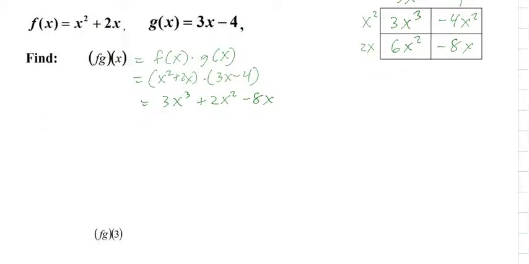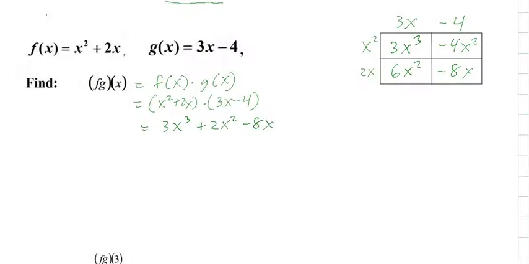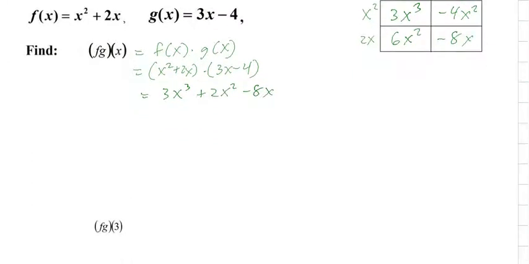Alright? What if you have a value, f·g of 3? Well, then you can actually take that and just plug it into our function. So we go 3 cubed plus 2 times 3 squared minus 8 times 3. That's a parenthesis as well. And then we're going to plug it in. So 3, 3, 3.